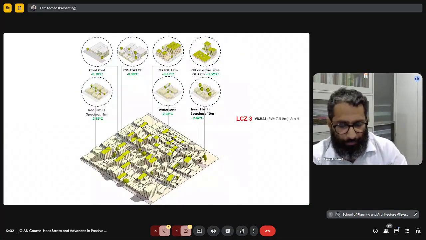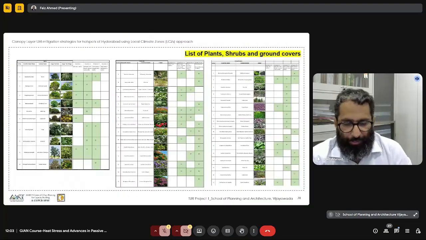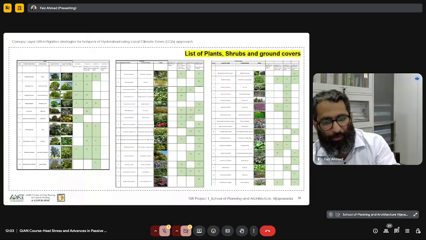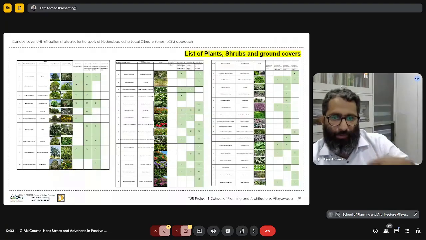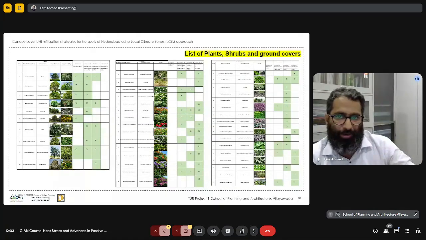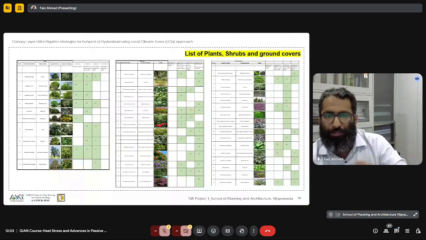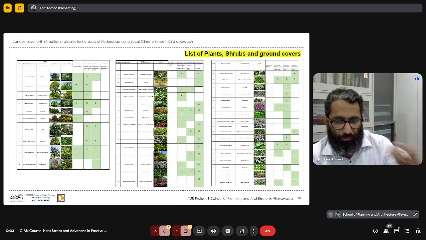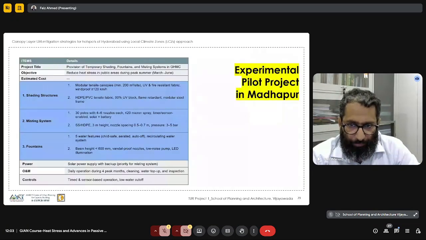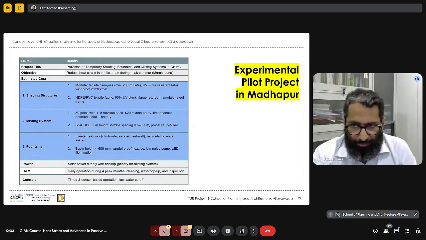Like this, we have developed for all the 13 neighborhoods, and we have a landscape architect in our team. He has developed context-specific landscapes, right from trees to shrubs and ground covers, which require minimal maintenance and less water, and which survive in such conditions. That has been developed, and we'll be presenting it to the municipalities.